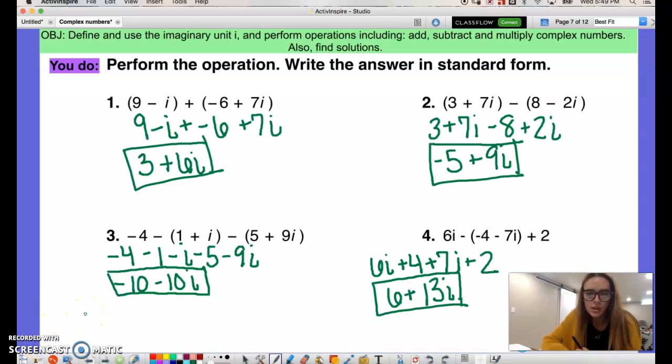All right, here are the answers for the last 4 example problems. And then go ahead and start the next video, which is going to be more of our solving and finding solutions.